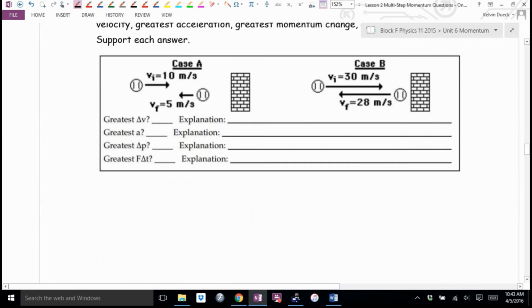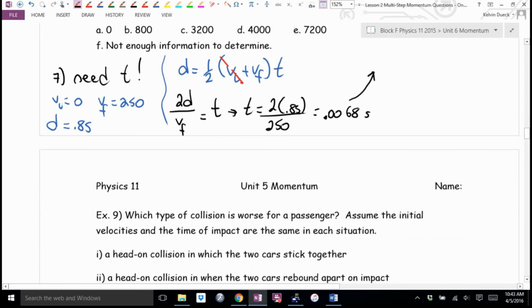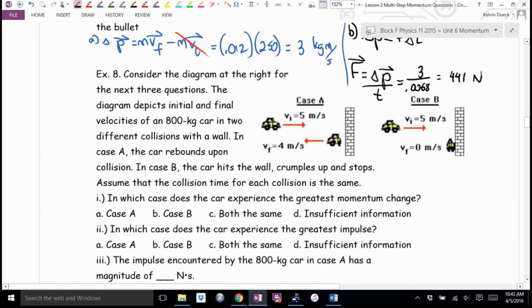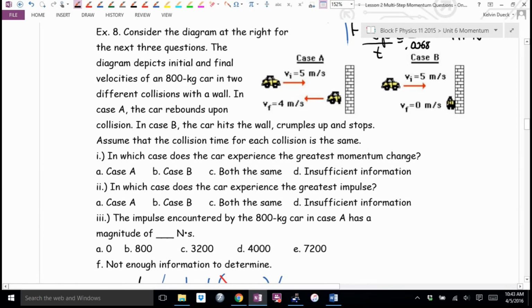We're nearly done. Got a couple of thought questions, and then you get the rest of class. So about probably 5 more minutes. Here's the first one. I want you to consider the diagram at the right. In case A, first of all, both cars are identical. Both cars have the same VI, 5 to the right. In case A, the car hits the wall and bounces backwards at 4 meters per second. In case B, the car hits the wall and comes to a stop. And then it says, assume the collision time for each collision is the same. So T is not going to be a variable that we need to worry about.